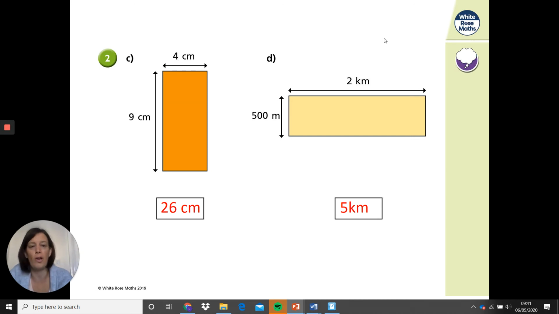So the way I worked that one out is I had to think about what I remember from our metres and kilometres work. 500 metres is half of a kilometre. 500 metres and another 500 metres makes 1 full kilometre. Okay, so if we've got 500 here and another 500 here, that would be 1 full kilometre for those two short sides. Plus 2 and another 2, that's 4, plus that one, 5 kilometres for that perimeter.